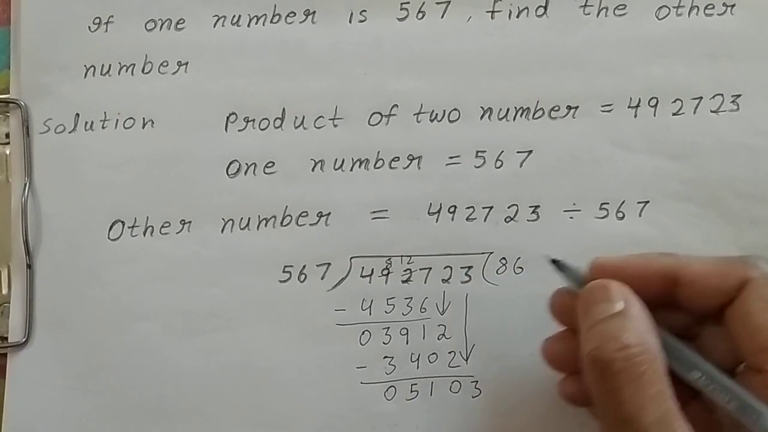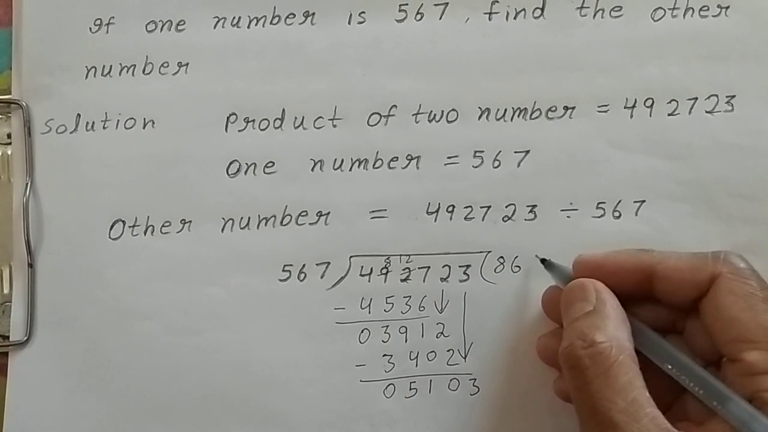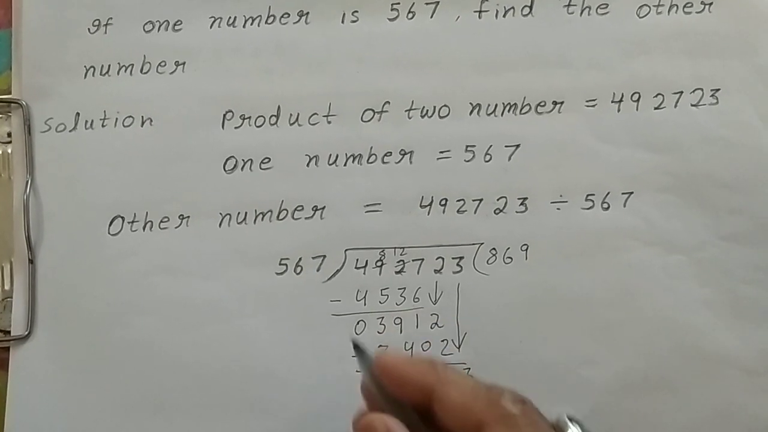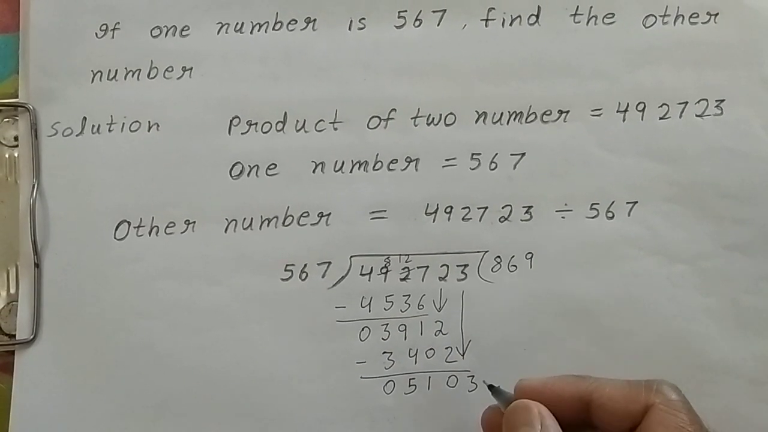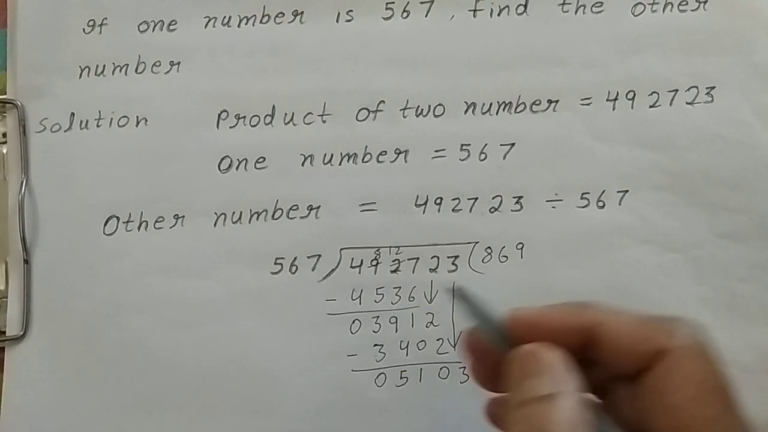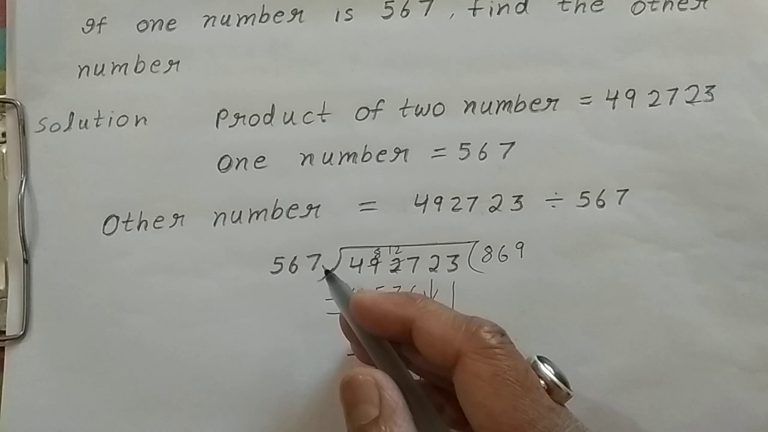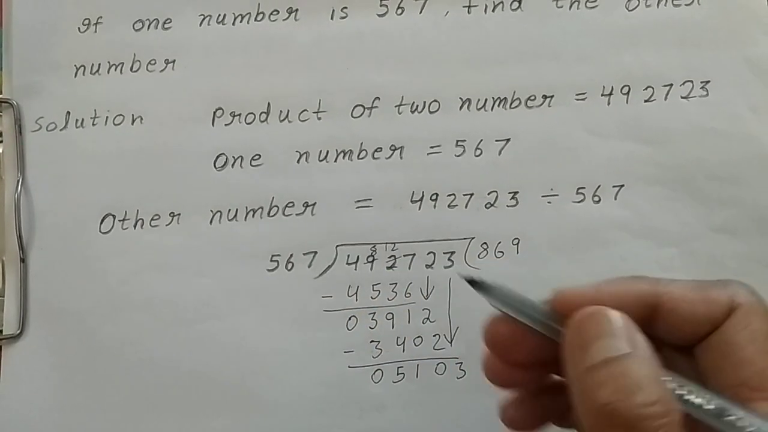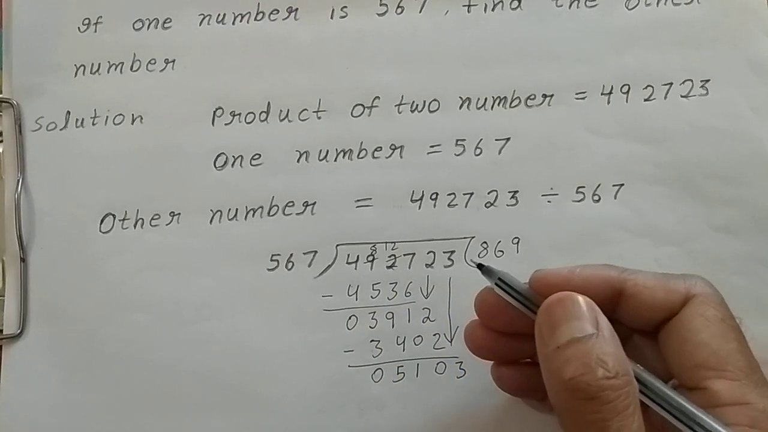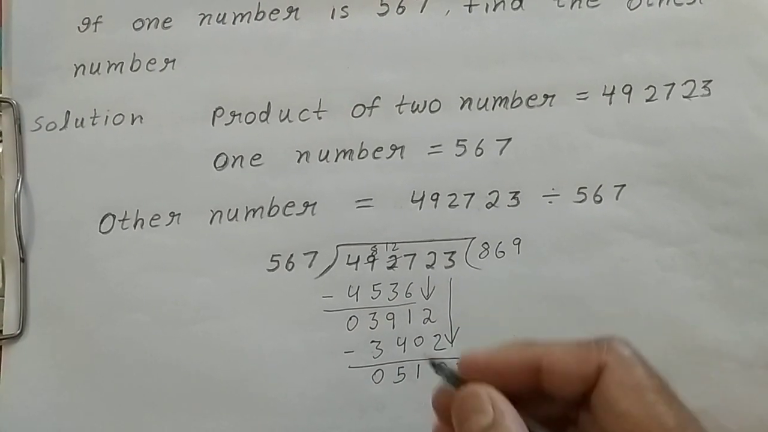Now multiply 5 9s are 45. 45. So what will it come? 9 7s are 63. 9 7s are 63. 6 here. 9 6s are 54. 54 plus 6 is 60. 9 5s are 45. 45 plus 6 is 51.